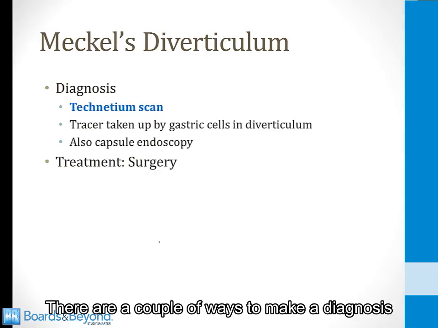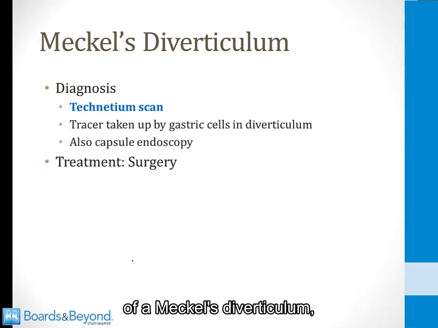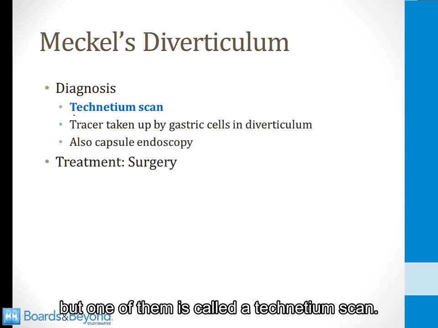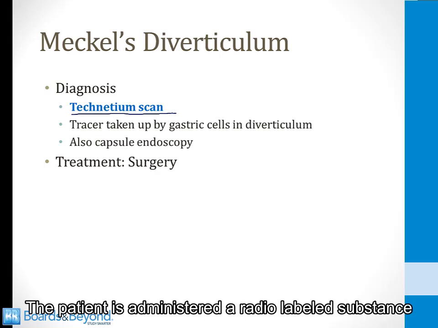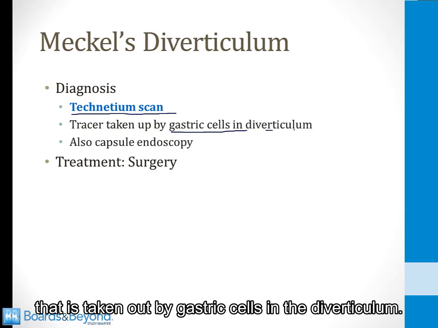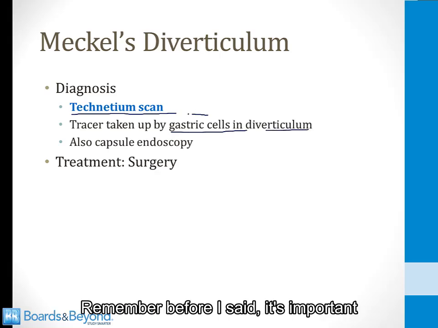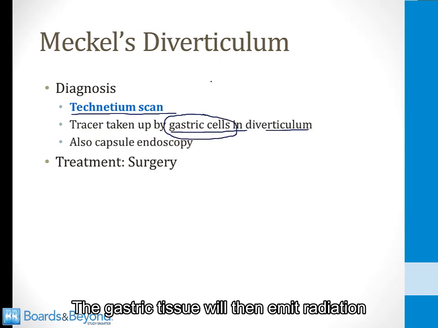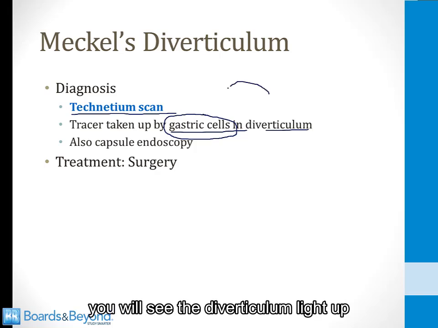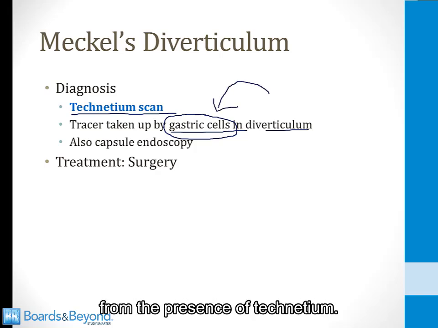There are a couple of ways to make a diagnosis of a Meckel's diverticulum, but one of them is called a technetium scan. It's also sometimes called a Meckel's scan. The patient is administered a radiolabeled substance that is taken up by gastric cells in the diverticulum. Remember before, I said it's important to remember that there's often gastric tissue present in these diverticulum. The gastric tissue will then emit radiation that you can detect with a camera, and when you look at the small intestine, you will see the diverticulum light up from the presence of technetium.